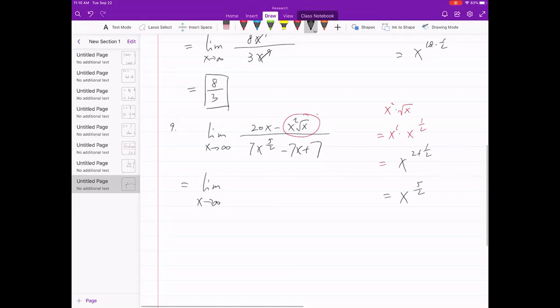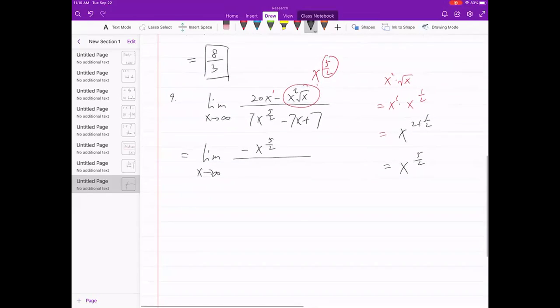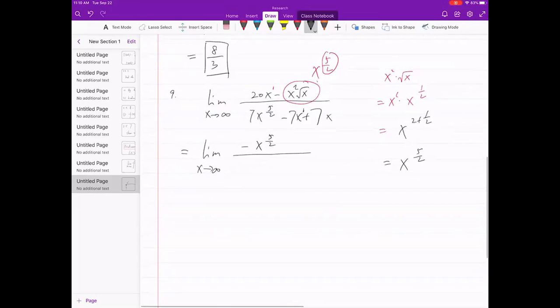So on the top, we have 1 and this. This is the leading term. On the bottom, we have 1, which is x to 0 roughly. So together, the bottom should be this. That should be the answer.